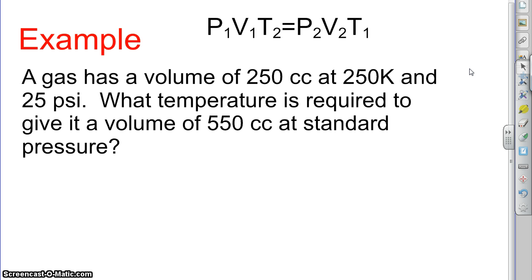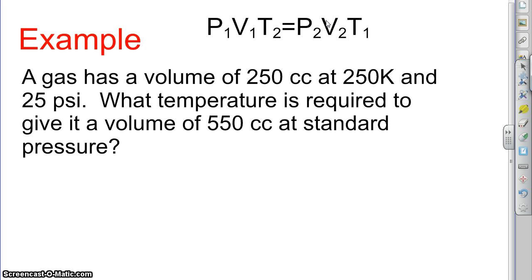Okay, a gas has a volume of 250 cc at 250 K and 25 psi. What temperature is required to give it a volume of 550 cc at standard pressure? And so we start figuring out what to do. Now, this is a combined law video, so we know that we need to use the combined law, but what if we didn't know? Well, with all of these problems, we go through and we label, we look at the units and see what we have.